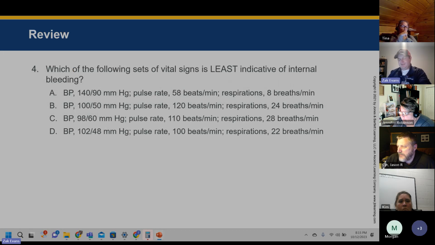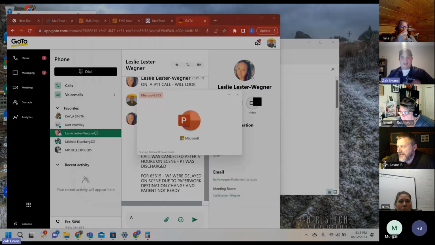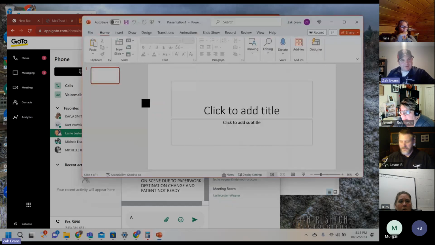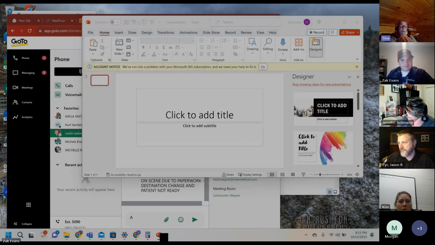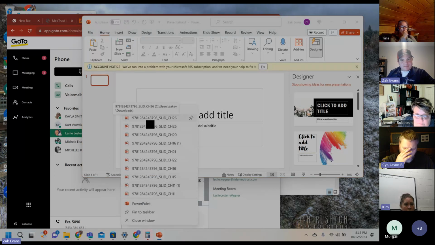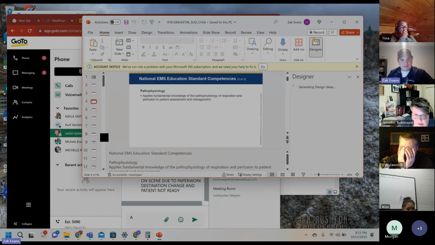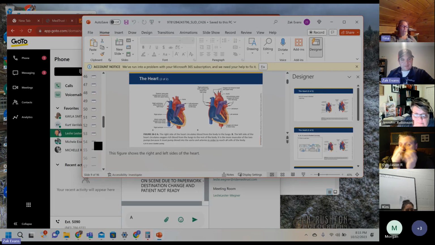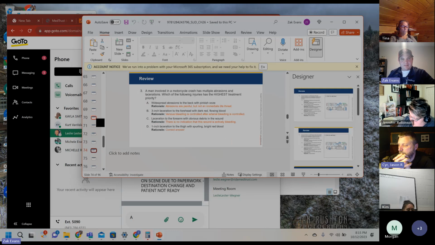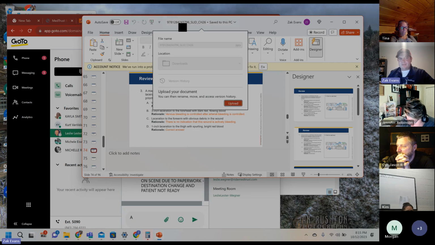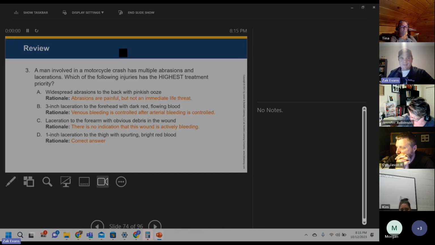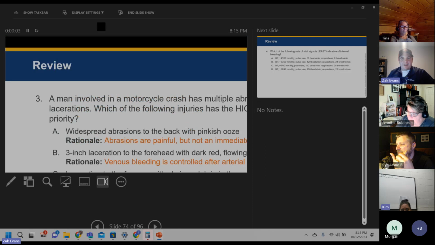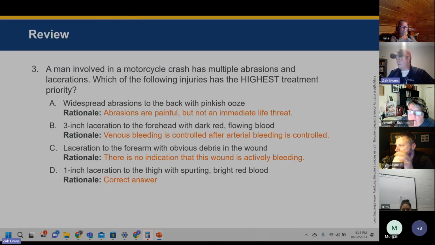Least indicative. Would C be the answer if it was indicative of internal bleeding? It was the heart rate with the 90s in it. Okay, C. Good. Yeah, and if you were to just read that question, 100% that's what I would pick without noticing the part where it said the least. So make sure you guys are reading those questions. And again, that's what's going to happen on the National Registry. They love those type of questions.